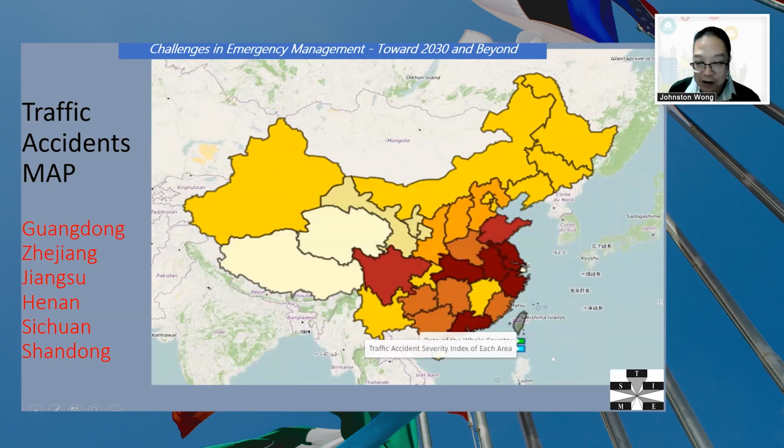And then another very interesting thing is about traffic accidents. We all understand that traffic accidents have become one of the major causes of death all over the world. It's one of the top 5 causes of death. And then we can see Guangdong this time has a lot of traffic accidents. And other provinces are Zhejiang, Jiangsu, Henan, and then also Shandong, and also Sichuan. Now, I think it already rings a bell. Certain provinces are ranked the highest in several kinds of disasters.